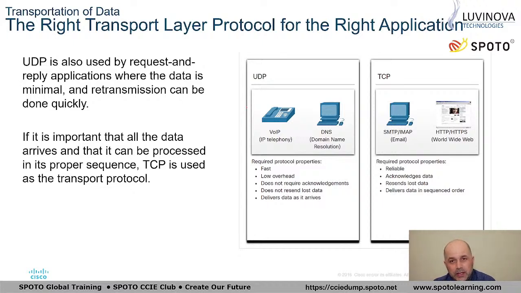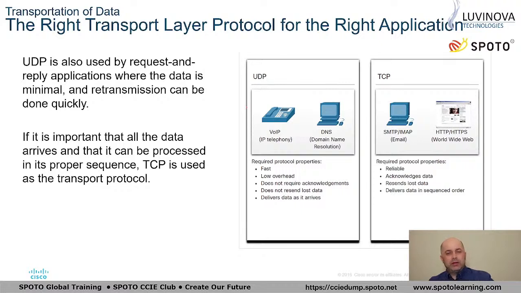The TCP, on the other hand, is reliable. It acknowledges the data. It means it checks if all the data arrived, then resends the lost data, and delivers data in sequence order. And the reliable services are web browsing and emails.